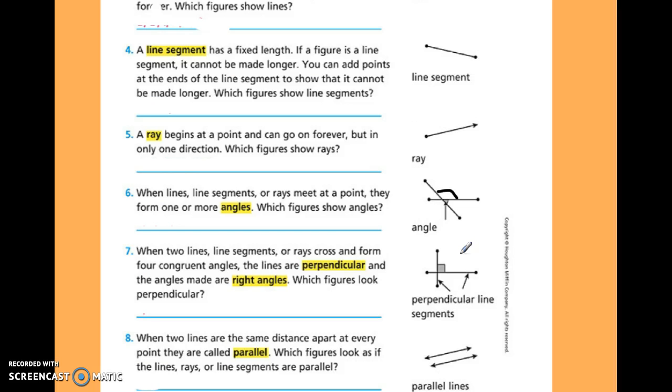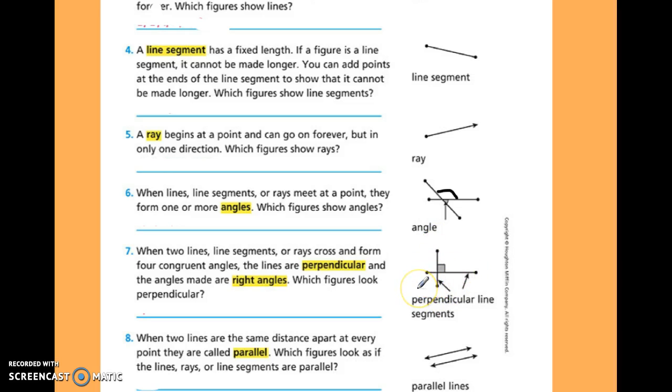All right. When two lines, line segments or rays cross and form four congruent angles, the lines are perpendicular and the angles made are right angles. So basically, whenever you see a cross like this, where they hit each other at what we call a right angle, and I always say if you're looking at a sheet of paper, if you take your sheet of paper and you put the corner right there and it fits exactly in this space, then it's a right angle, and the lines are perpendicular. They're exactly at a right angle to each other.